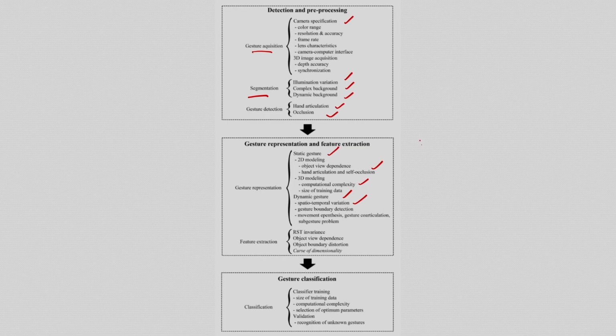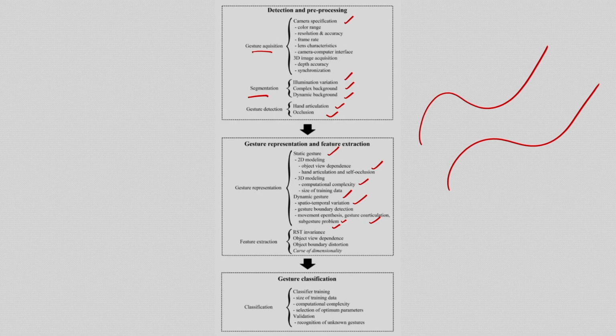Suppose I want to perform a gesture like this, and I repeat this gesture. There will be a spatio-temporal variation, that means variation in space and variation in time. If the same gesture is repeated by different users, there will be spatio-temporal variations. Even if the same gesture is performed by the same user, there will still be spatio-temporal variation. And for continuous gestures, we have to consider movement epenthesis, co-articulation, and the sub-gesture problem.